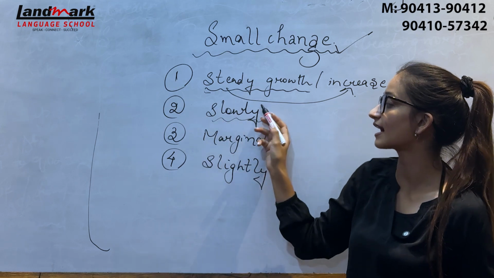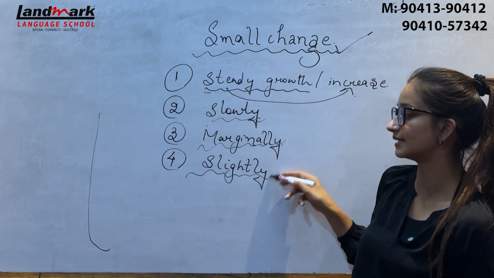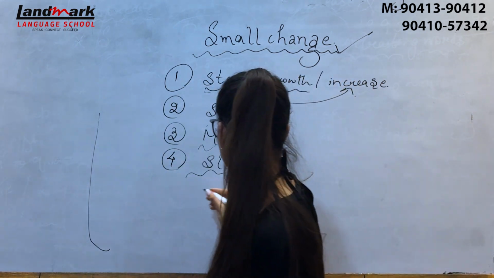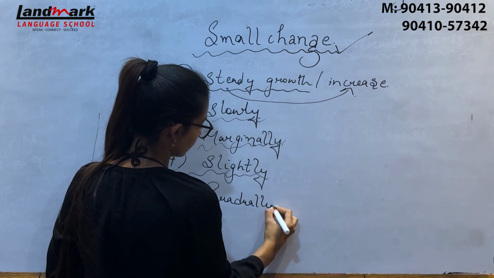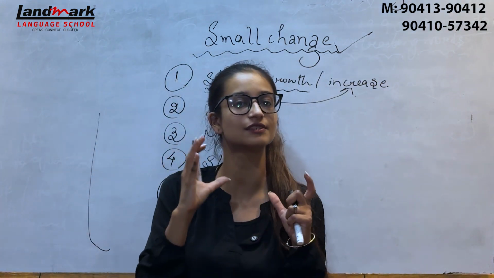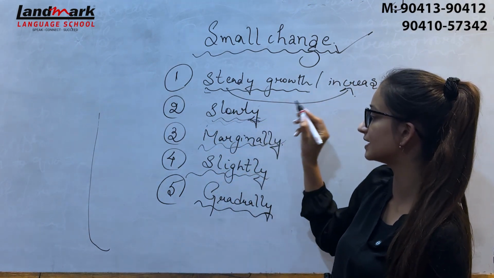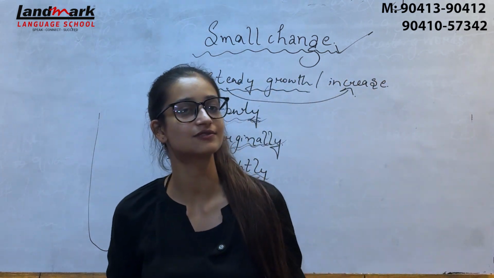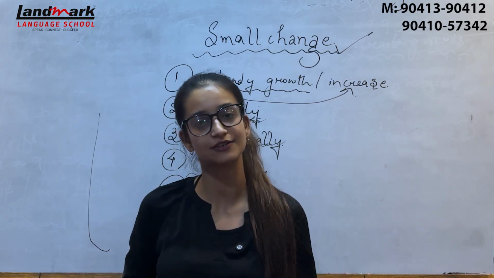The figures for Canada increased slowly, marginally, and slightly. And we have one more, and can you guess what that is? And that is "gradually". So when the figures increase slowly, or whenever there is a very small change, we can write "steady growth", "slight growth", "slowly", "marginally", and "gradually". So I hope you find this video very helpful, as we have discussed all the important Task 1 words. Thank you so much.